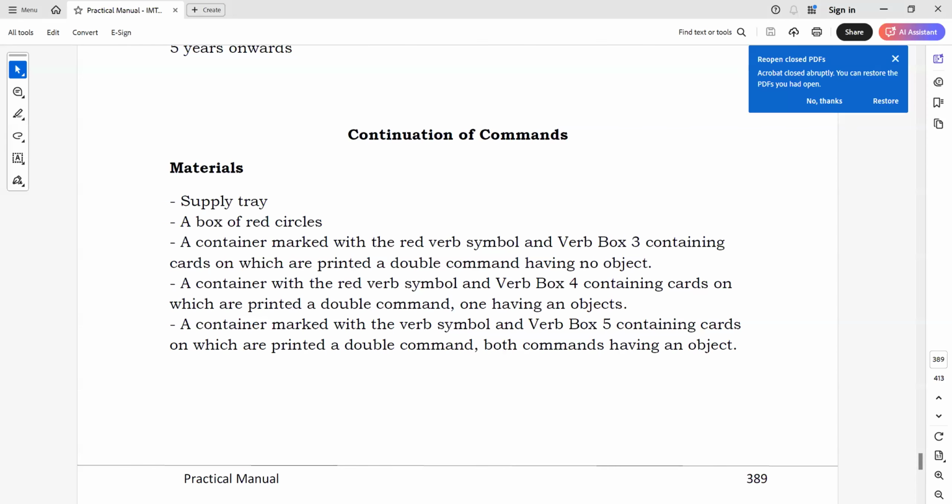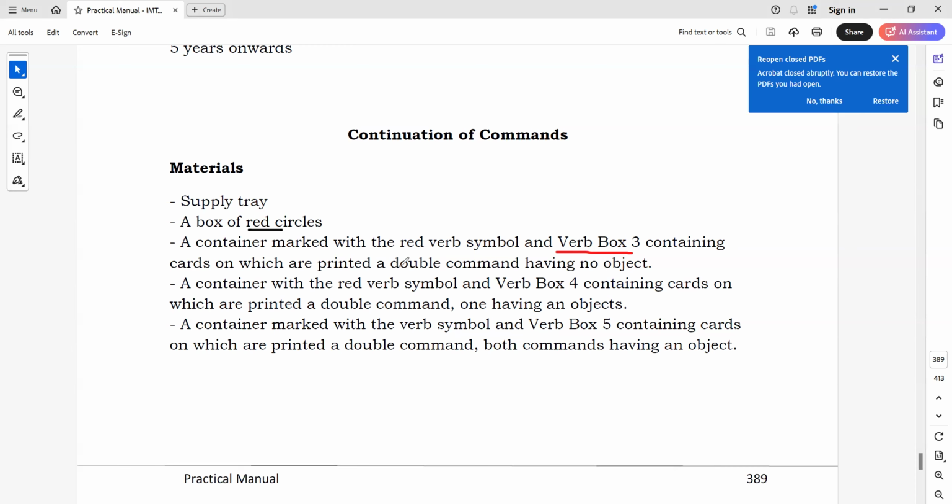So when we're working on this continuation of our commands, I would still use the same grammar symbol box. Since I'm working with action words, what materials would I require? I would still need my red circles because I'm working with verbs. Since I need a lot of red circles, I also need words representing the action words, correct? So I need another box filled with action words, which we call the verb box. Now, I can have a double command.